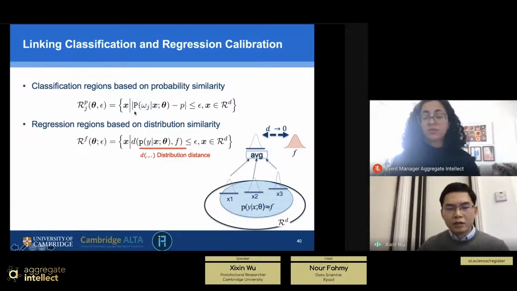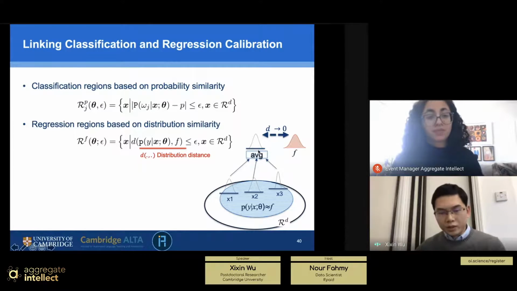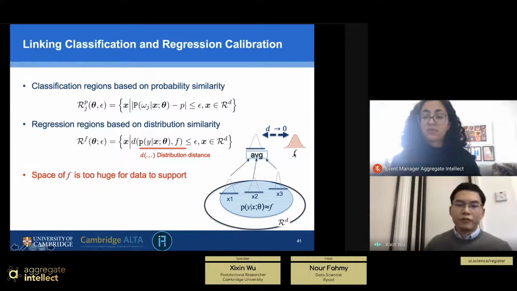So we would like to gather those samples with predictions that are similar to a certain probability value p together as a region. Here we would like to gather those samples with the predicted distribution that is close to a certain distribution together. So basically, we have a region, we have multiple distributions, and then we average them to a distribution. And we know that because all of these distributions are claimed to be close to the distribution of f, the average distribution, if it is calibrated, we would like it also to be close to the distribution. However, such a space is too huge for data to spot.